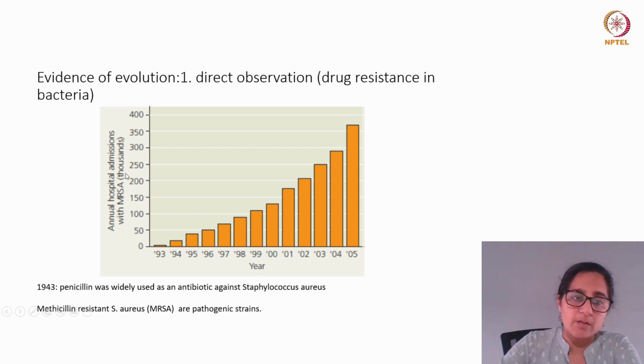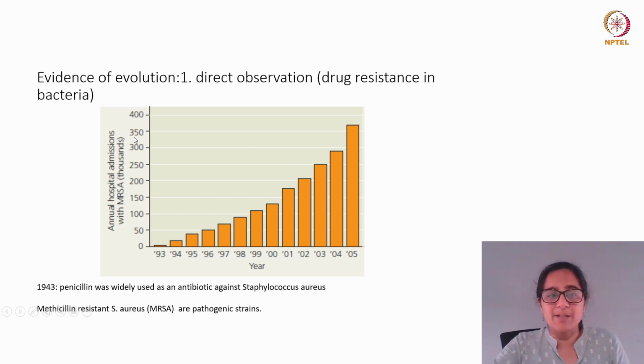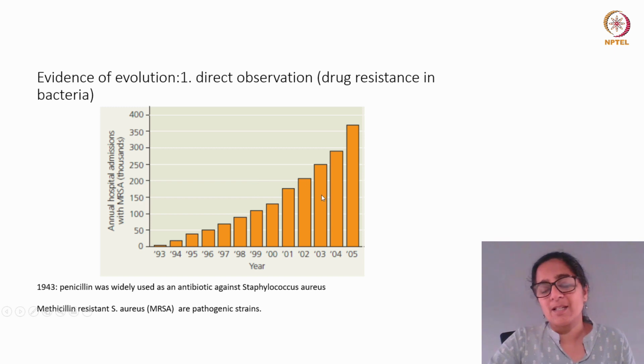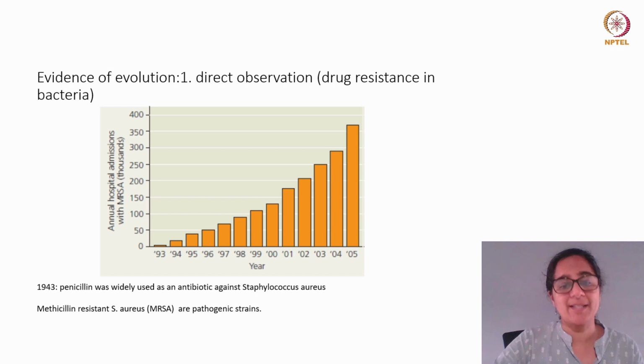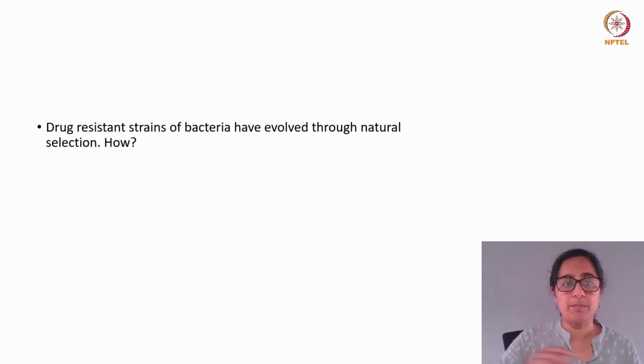This is in thousands, okay? So you should remember it's not in hundreds but in thousands. In 2005, the number of people who are getting infected or hospitalized with MRSA infection was close to 400,000 cases. So now the question is, how did bacteria get resistant so quickly? This is the question for you to think about.